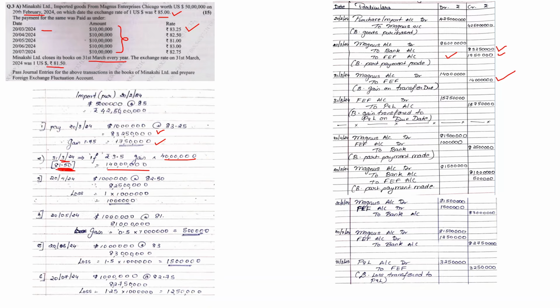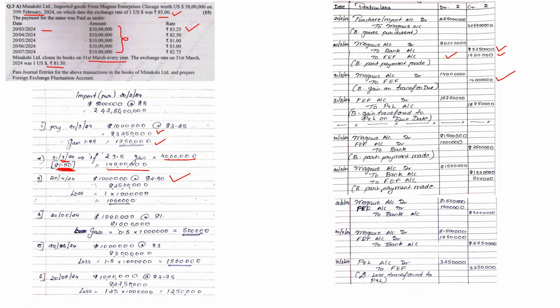Okay, so 81.5 is the rate at which we have purchased, and now we have to make a payment on 20th April for 82.5. So 81.5 I have purchased, I'm making a payment at 82.5, so that's a loss for me, 1 rupee ka loss. So 1 into 10 lakh ka loss, multiply 10 lakh into 82.5, we got 8 crore 25 lakhs.